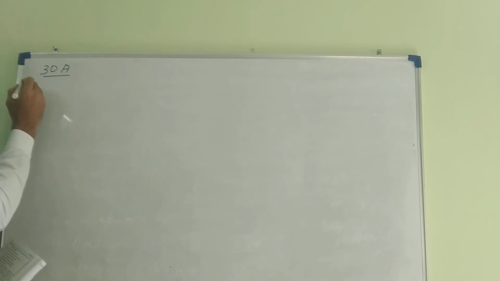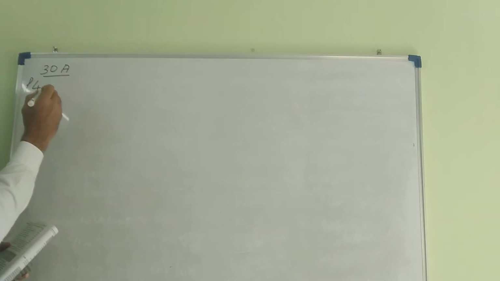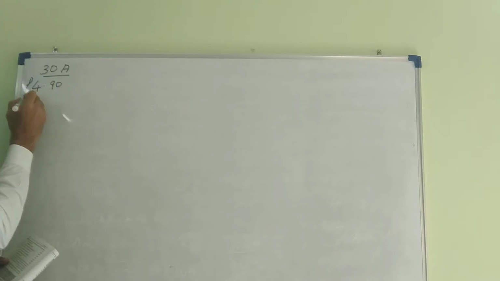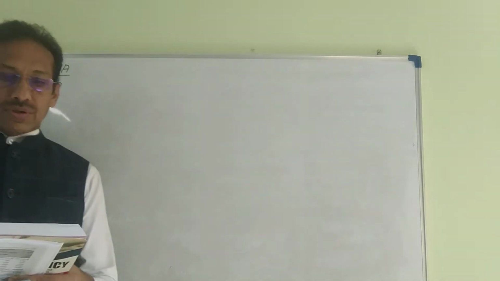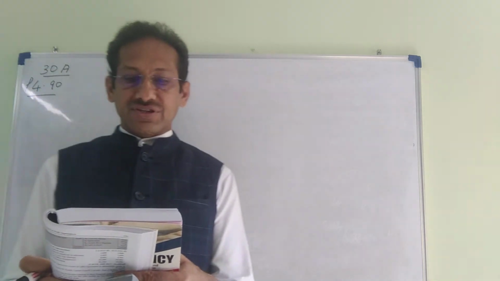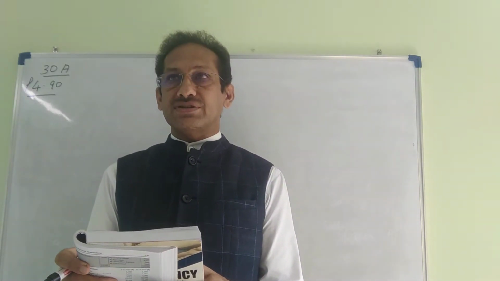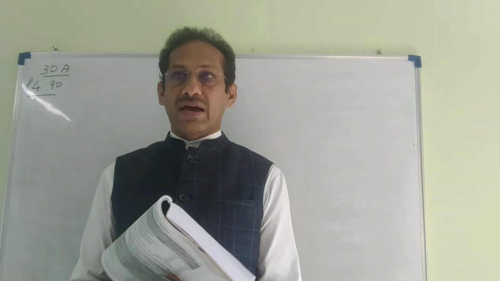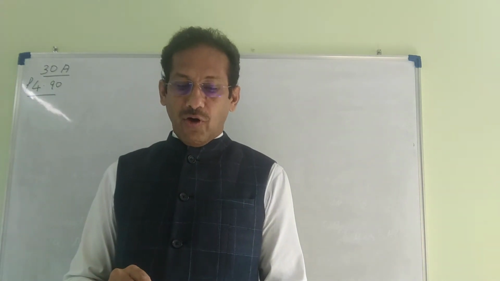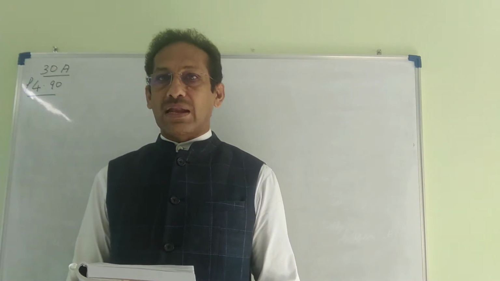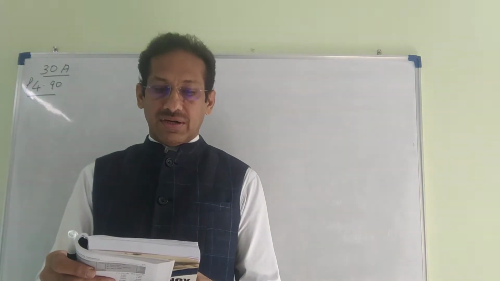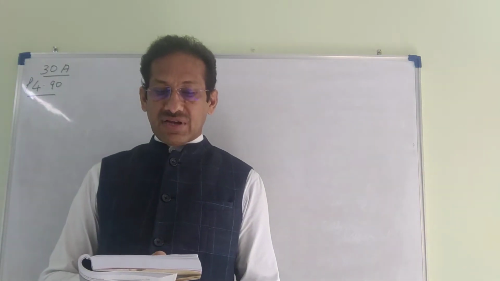Question number 30A, page 4.90. Calculate the amount of stationery consumed during the year 2019 from the following information. They have given you the amount paid for stationery purchased during the year. So we will have to calculate the total purchase, cash and credit. Okay, so we have to start from that.